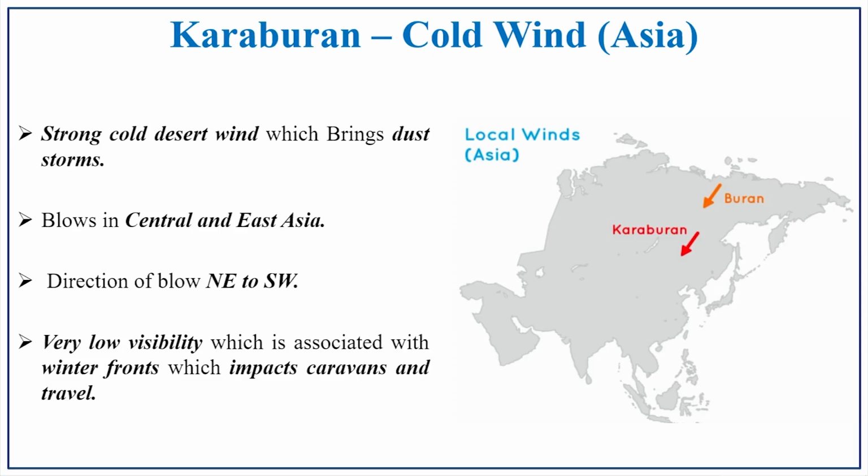The next wind in Asia is the Karaburan, a cold wind found in this locality. It is a strong cold desert wind which brings dust storms in this region. It blows in the central and eastern Asiatic part. Its direction is northeast to southwest. It affects the visibility in that particular region and is associated with winter fronts, which impacts caravans and travel. So, this wind affects transportation in that particular locality.